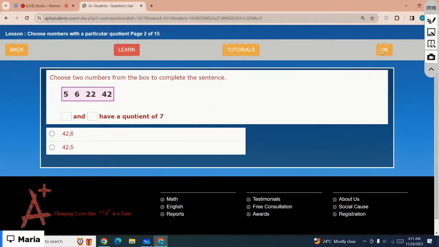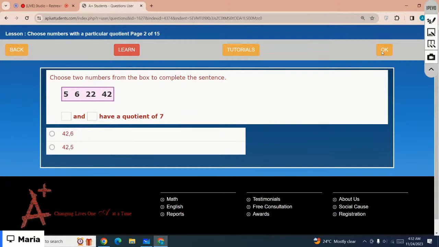Choose two numbers from the box to complete the sentence. Dash and dash have a quotient of 7. Which two numbers when divided have the quotient 7? Which is the correct option? Yes, the correct option is very good, 42 and 6, because 6 times 7 makes 42. So the correct option is 42 and 6.